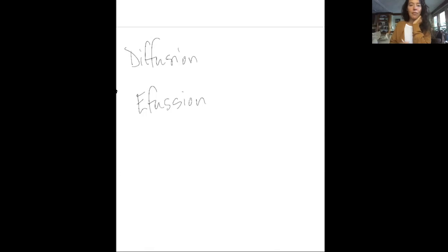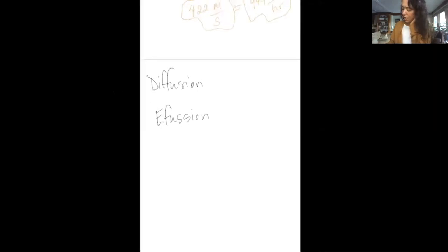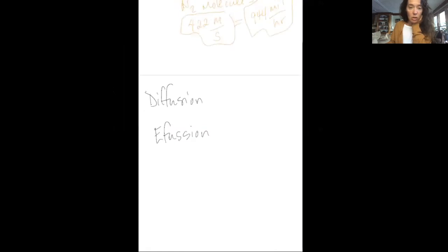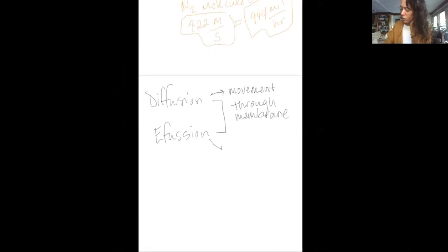Now, I wrote something up there. I wrote diffusion and effusion. This is quite simple. I may have too many F's or S's. I don't know. That is not my concern, guys. These are both the movement of gas. Diffuse is the movement through a membrane, such as, I'll explain that in a minute. And effuse is the movement through air.